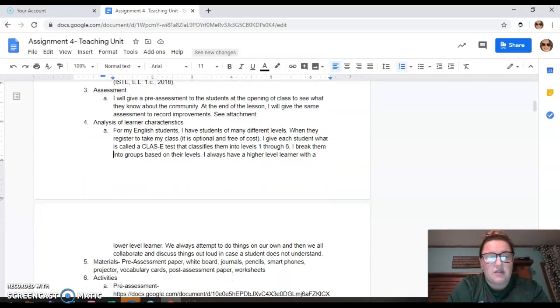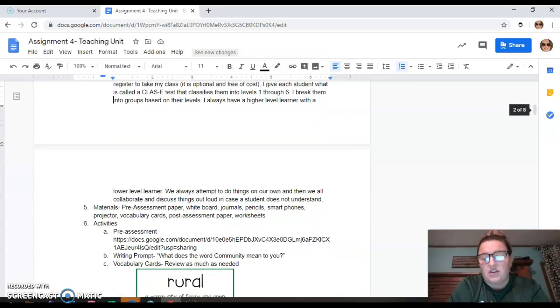Then there's an analysis of the learner characteristics for my English class. I literally can have someone walk through the door one day and decide they're in the class, so I have to assess my learners quickly. We actually give what is called a tape test, so that helps me assess where they are. It's the English language learners version of the tape testing for our state.